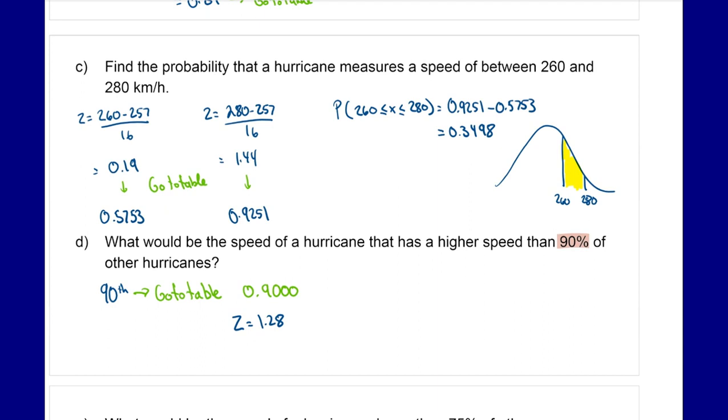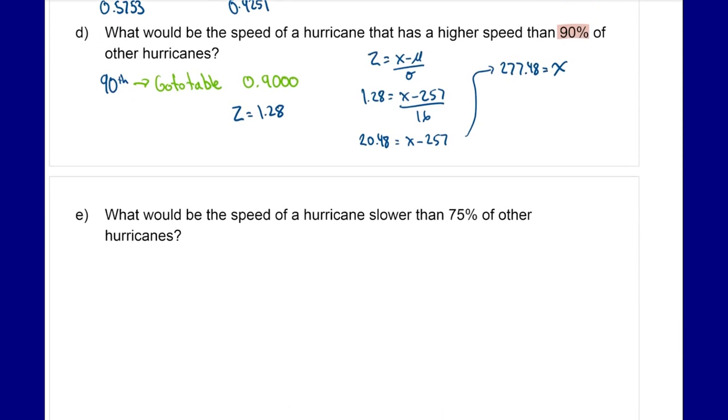So now with that z-score, we can go back and find what that data value is. So we have z equals x minus the mean divided by the standard deviation. 1.28 equals x minus 257 divided by 16, very similar to a previous question we've done. We multiply 1.28 by 16, 20.48, and then add the 257 to it, and we end up with a value of 277.48 equals x. So a wind speed of 277.48 is higher than basically 90% of the other hurricanes, or all 90% of other hurricanes are either less than or equal to that.